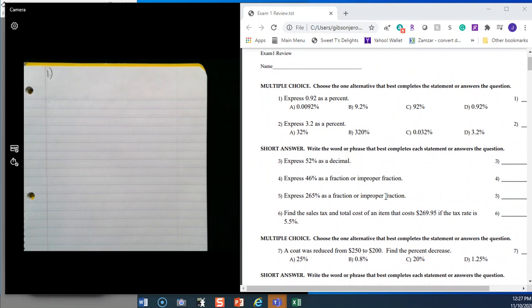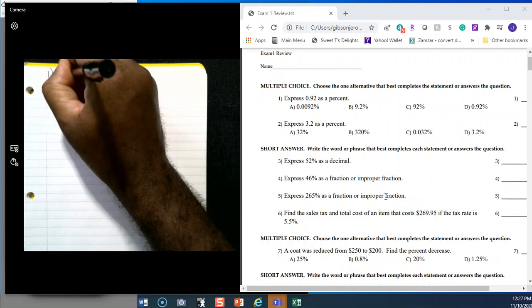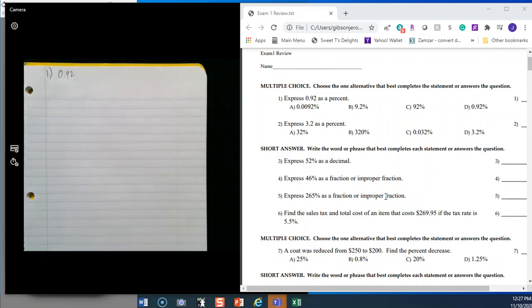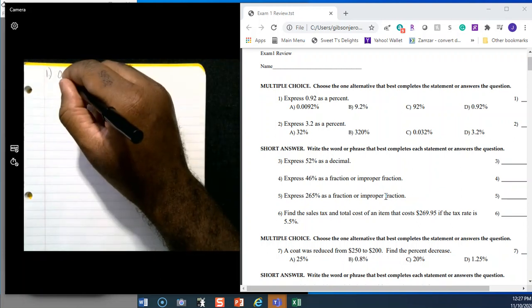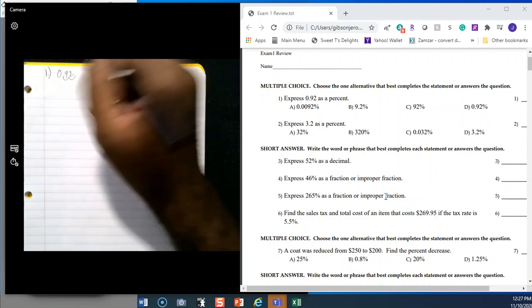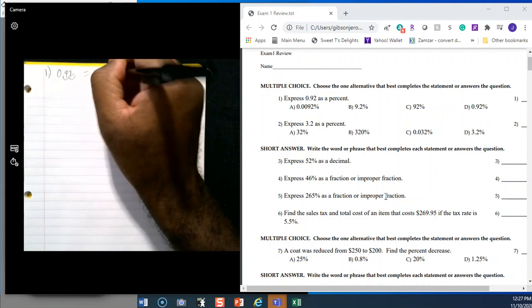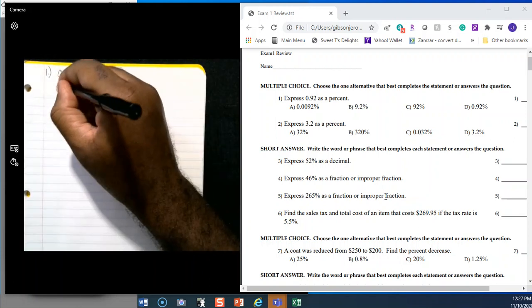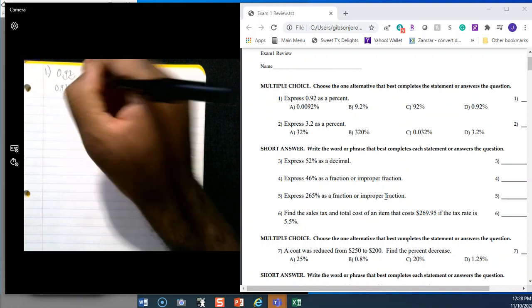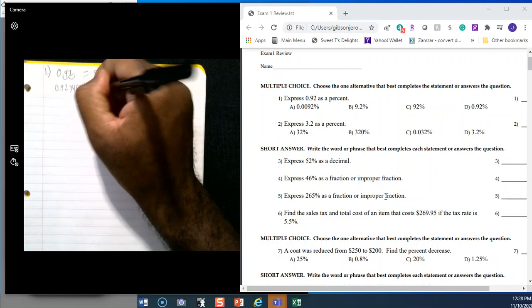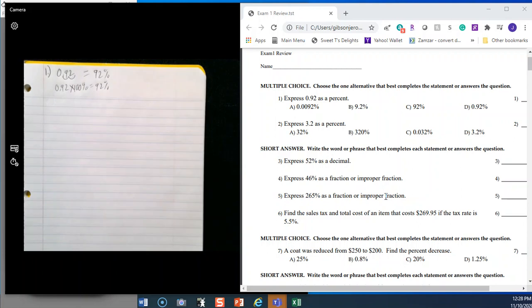It says here, number 1, choose the one alternative that best completes the statement or answers the question. Express 0.92 as a percent. So we have 0.92. We want to express it as a percent. You can move this 2 places to the right, and that will give you 92%. Or you could take this 0.92, multiply by 100%, and it still will give you 92%. So your answer to number 1 is 92%.